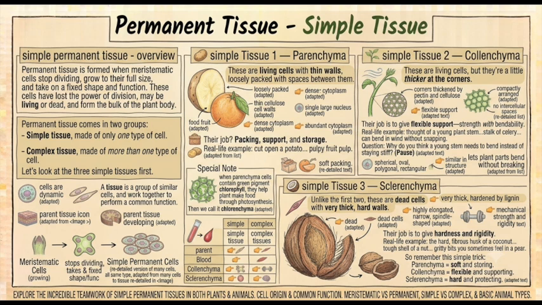Permanent tissue. Permanent tissue is formed when meristematic cells stop dividing, grow to their full size, and take on a fixed shape and functions. These cells have lost the power of division, may be living or dead, and form the bulk of the plant body. Permanent tissue comes in two groups: simple tissues made up of one type of cell, and complex tissue made up of more than one type of cell.